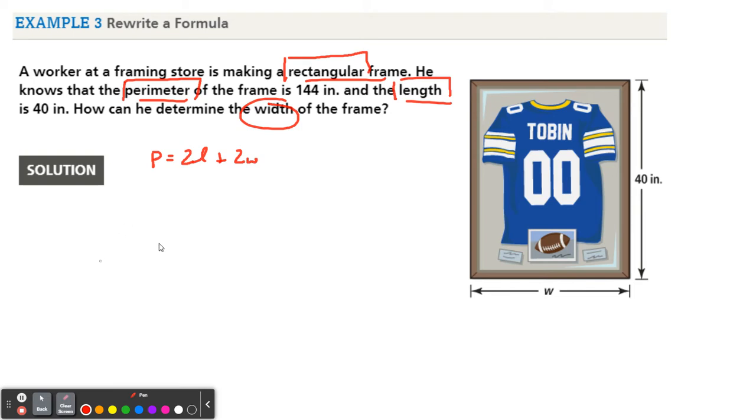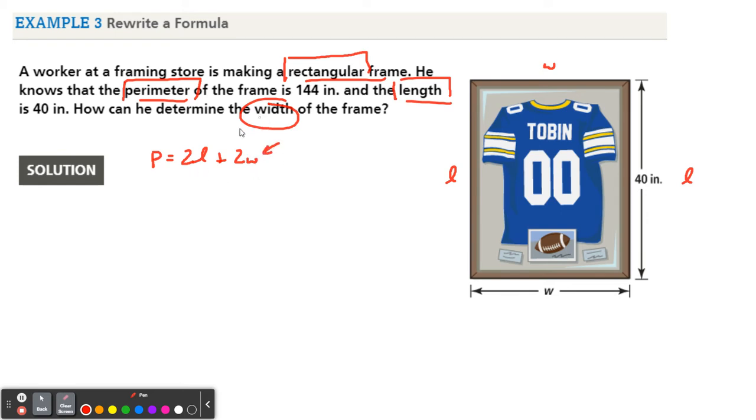Let me remind you that perimeter is the distance around the figure. And in this picture, they're letting the 40 inches be the length. So this is also a length. This bottom side is a width. This is also a width. So there's 2 widths that make up part of the perimeter and 2 lengths. Now we need to determine the width, so we need to solve this for W.